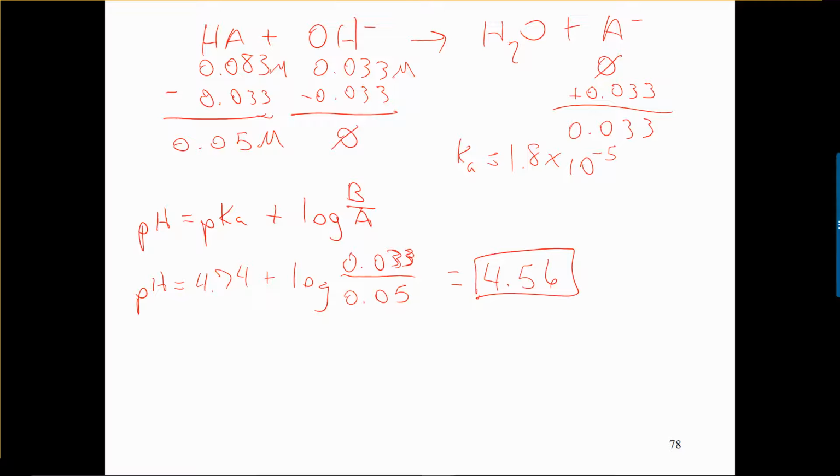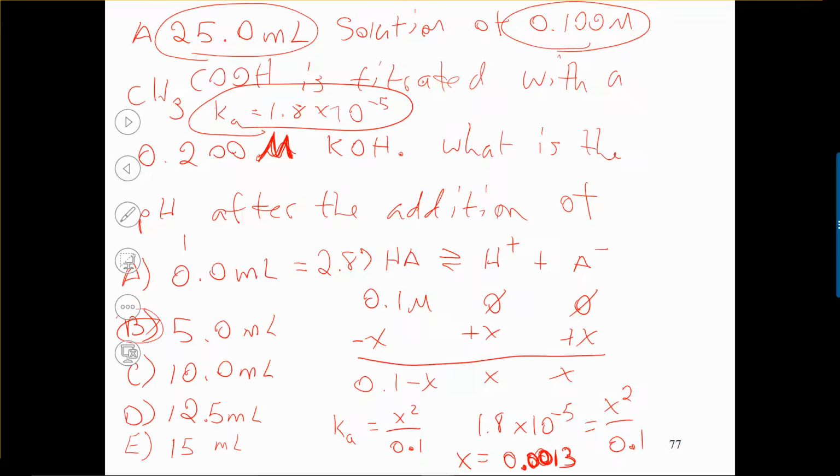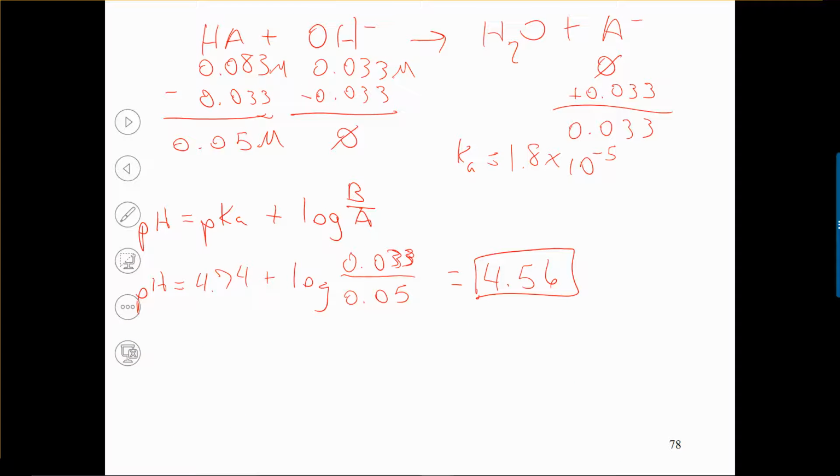Now I want you to try to do it now with C, 10 milliliters. Okay? So what is it if I add 10 milliliters instead of 5? So I'll leave this up as a reference. And now what happens if you add 10 milliliters of the base instead of 5 milliliters of the base?